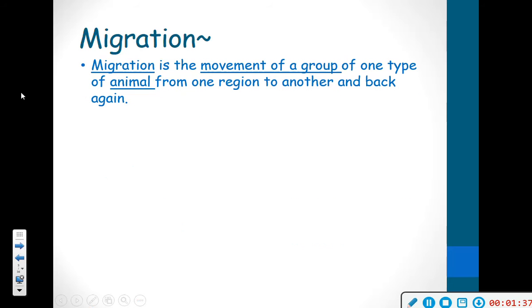So migration, first we need the definition of migration, and that is the movement of a group of one type of animal from one region to another and then back again. So make sure you put migration and then movement of a group and then animal on those three different lines for the first bulleted point.